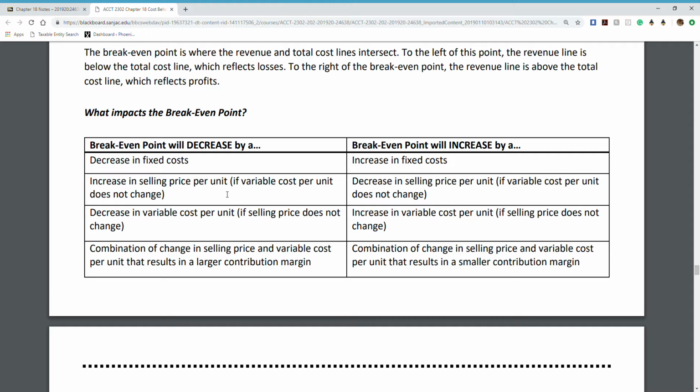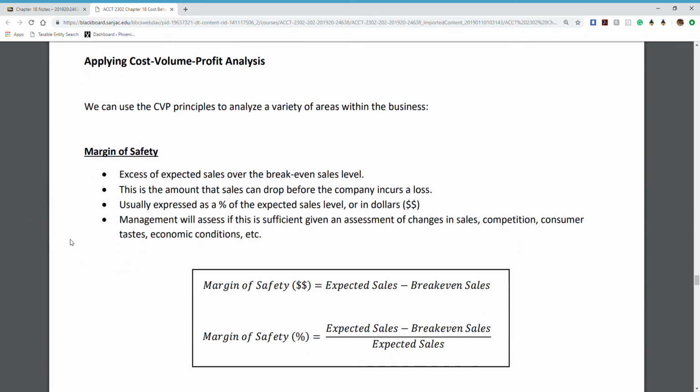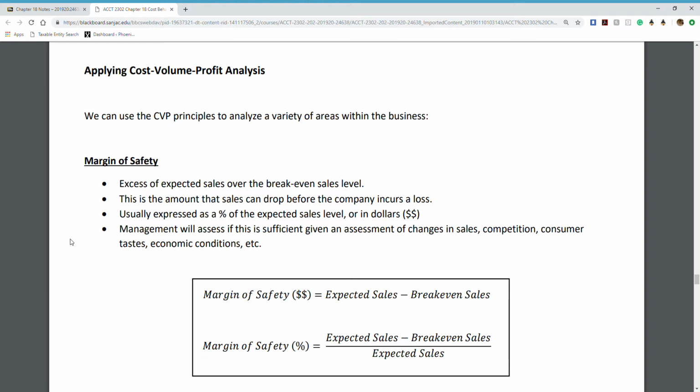So there's our break even. So far so good, right? Well, when we start looking at the analysis, it does involve a lot of different parts of the company.